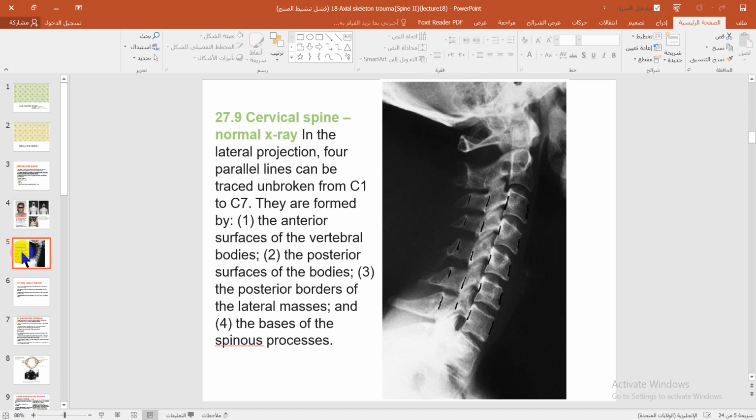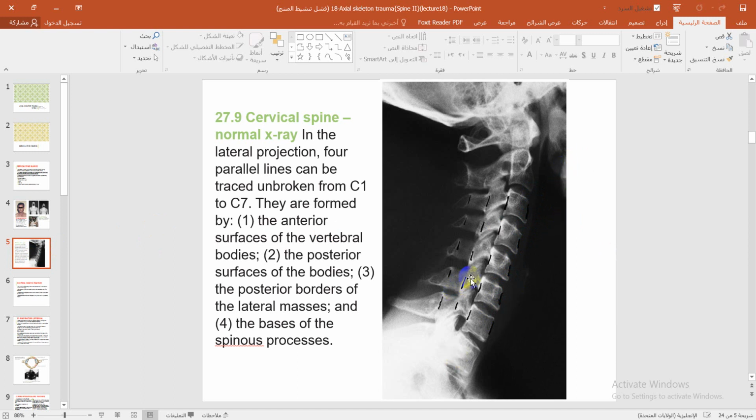In the lateral view, usually we use 4 imaginary lines on the spine to see the alignment or any deviation from the normal alignment. These are 4 lines, one of them in continuity with the anterior border of the bodies of vertebrae. Here you can see this is the line. There is no interruption of this line, smoothly coming down from C1 down to C7.